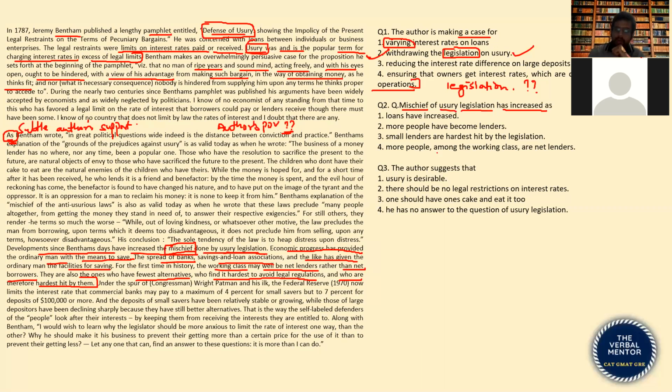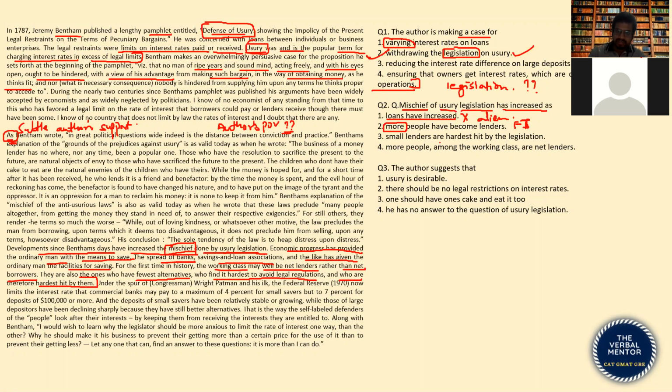Okay, let's look at the options now. Option one, loans have increased. Not really. The number of loans has not even been talked about. So this is alien. More people have become lenders. Again, the total number, the absolute number of lenders is not known. Data is insufficient. So this is a twist in the tail, distorted fact, I would say.